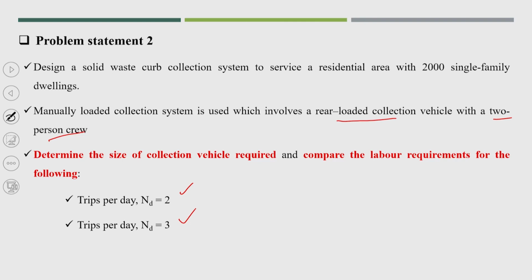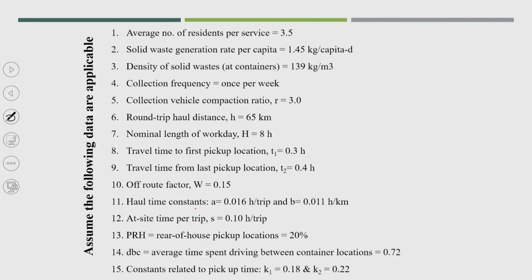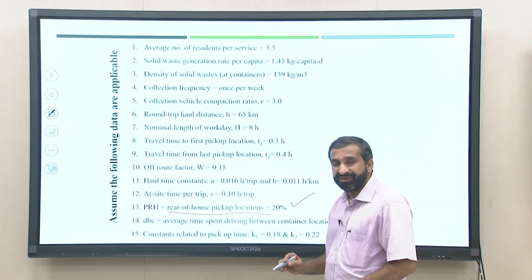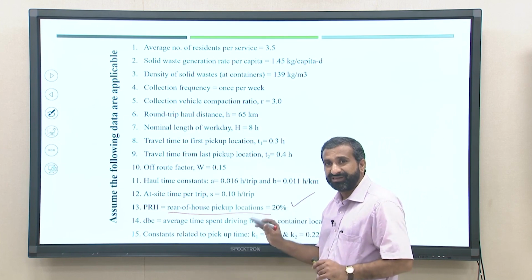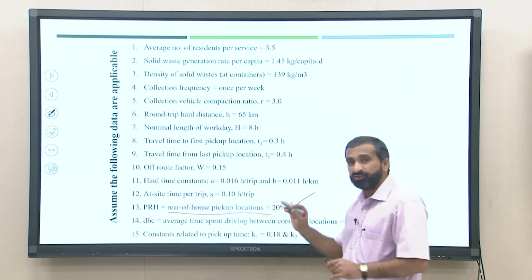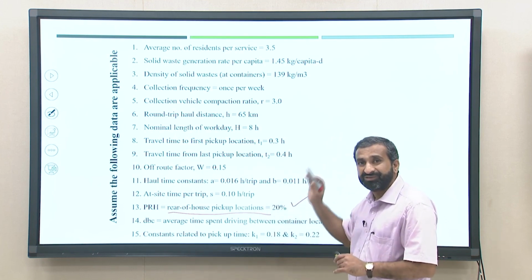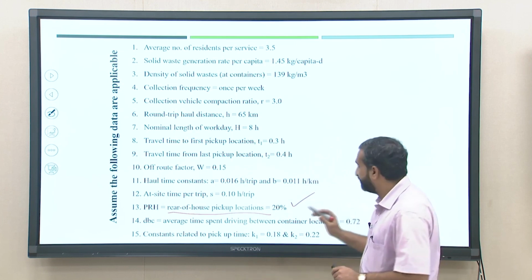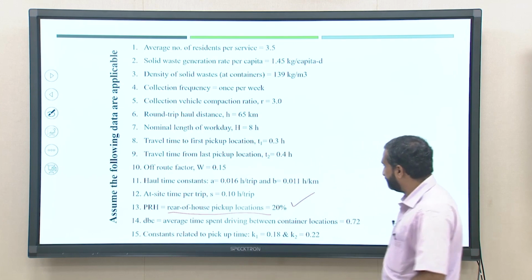Now, we will go for the solution in a similar way, and similar data are given. Now, here one different thing, the PRH values are given: 20% rear of house pickup locations. So, you remember that while calculating the TP value, we need to use that particular equation, Dbc into (k1 into Cn plus k2 into PRH). Now, here for the 2-person crew, we cannot take the values given in the table from the book. So, we have to analyze by this equation.